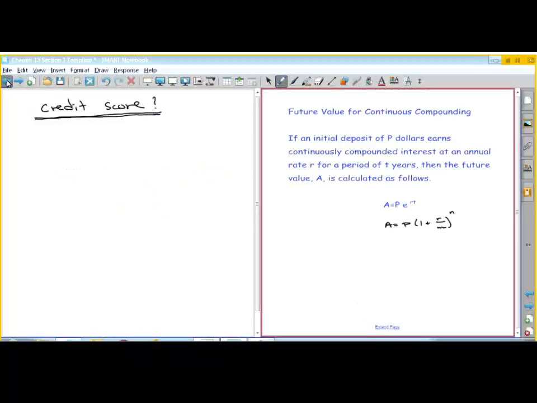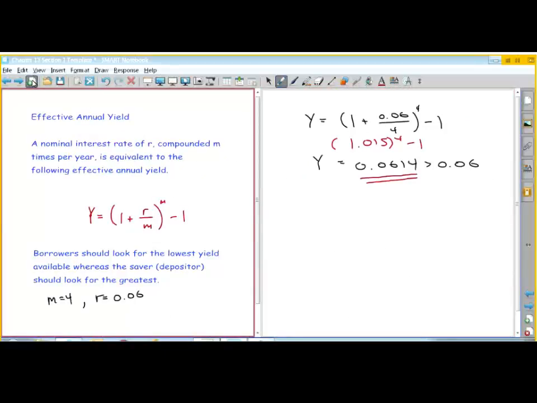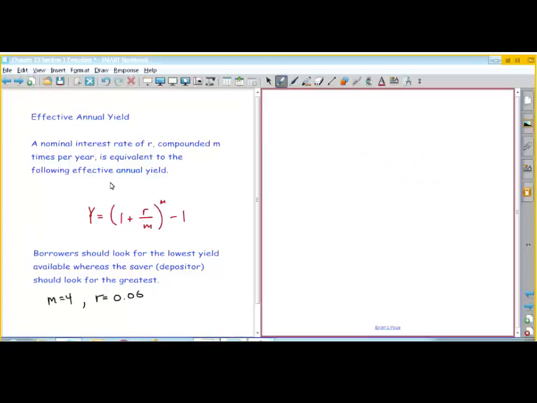Okay, so that's continuous compounding. So those are formulas. They're pretty easy to use. Now, this effective annual yield is basically taking that formula for compounding at different compounding times per year and giving you the effective interest rate as a decimal number. So the equation is 1 plus the yearly interest rate divided by the number of compounding periods, raised to the number of compounding periods, minus 1.